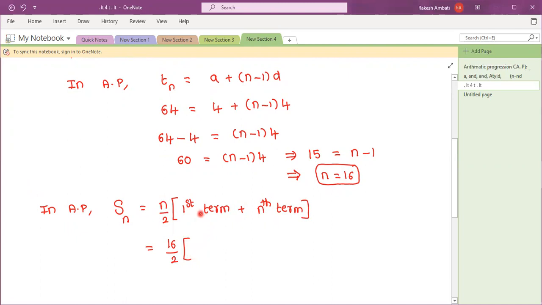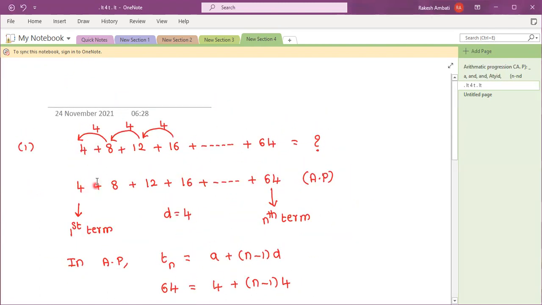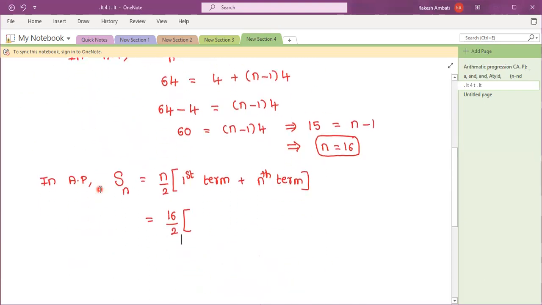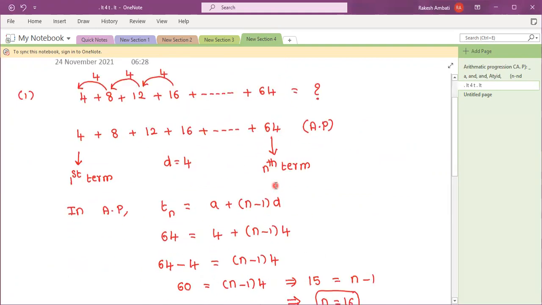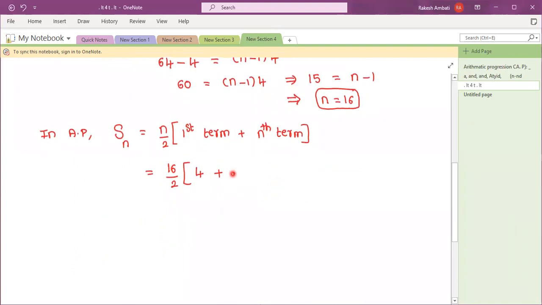In the given progression, the first term is equal to 4, and the nth term is 64. So what is the nth term? We have 64. First term 4 and nth term 64. That implies 8, so the 2 cancels 8 times. So 8 into 4 plus 64. 4 plus 64 is 68. So 8 into 68, you multiply, we get 544.